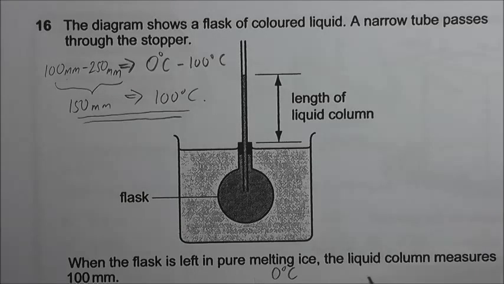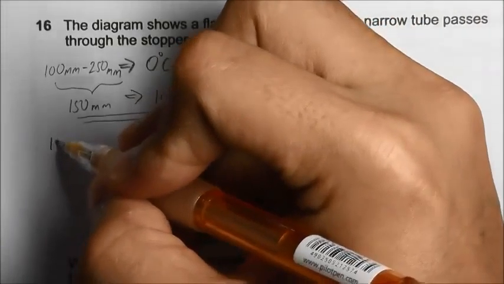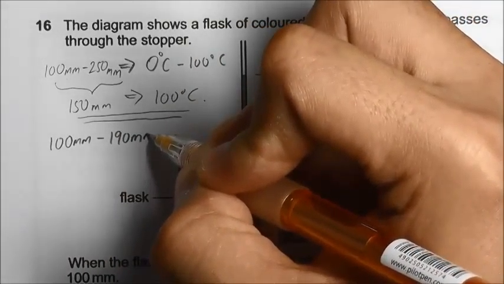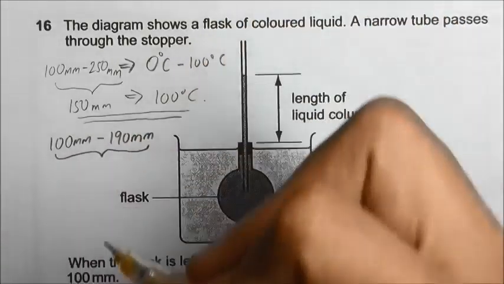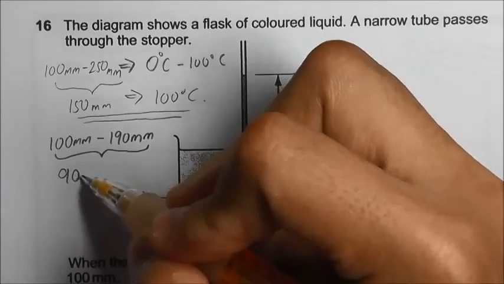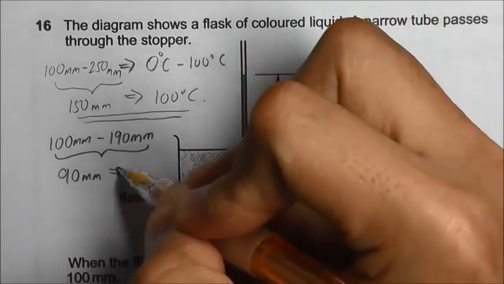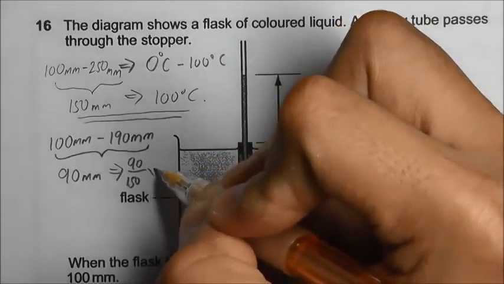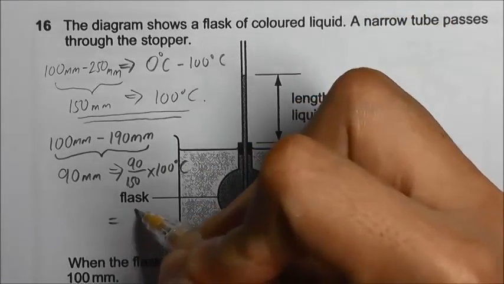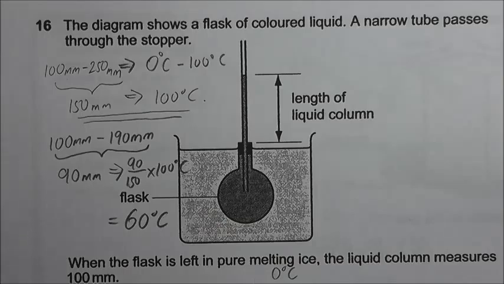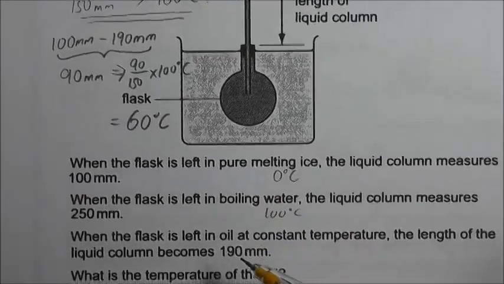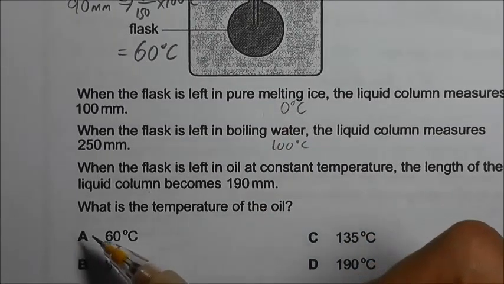So now, in order for the length of the liquid column to become 190, so 100 mm to 190 mm, this is an increase of 90 mm of liquid column. So it's equivalent to 90 divided by 150 times 100 degrees Celsius. This will give us 60 degrees Celsius change in the temperature from 0 degrees Celsius. So we can say that the temperature of the oil should be 60 degrees Celsius.